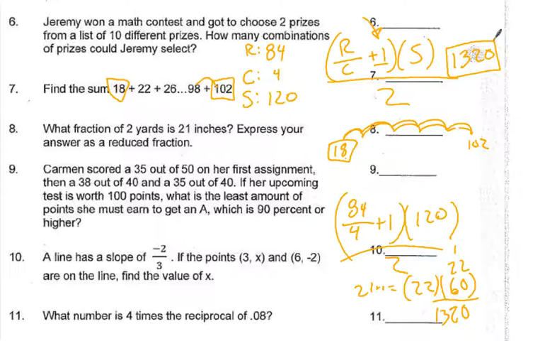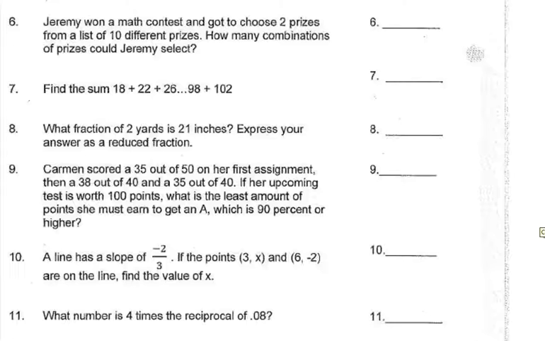Problem number 8. What fraction of 2 yards is 21 inches? Express your answer as a reduced fraction. Well, 1 yard is 36 inches. 2 yards is 72. So we have 21 over 72, and I know 3 goes into both of them. And 3 goes in here, so it goes in twice. Carry the 1, 4. And so there we go. 7 over 24.